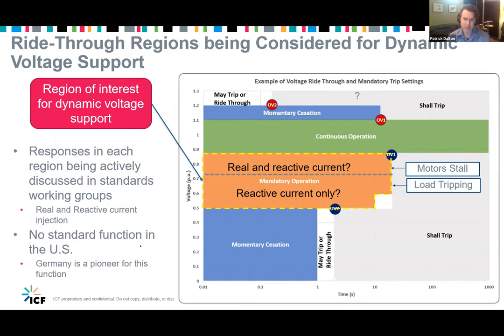And what's currently being considered in some of the industry working groups is to have a region where potentially real and reactive power is required or allowed, or to define what that response might look like. And then there's a region where potentially reactive power might be required only. And the idea is at these lower voltages, load might start to trip. And at these relatively higher voltages, still below the continuous operating region, motors might start to stall.